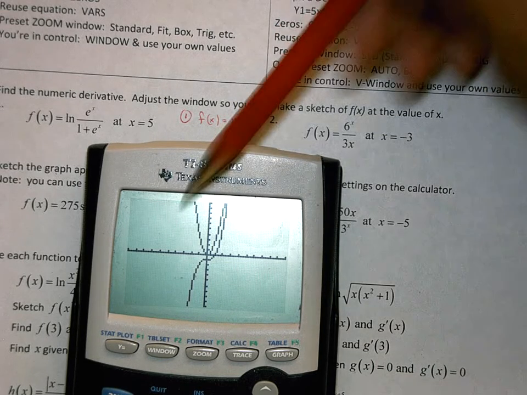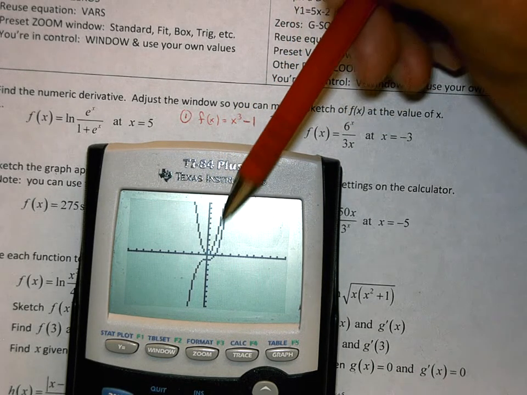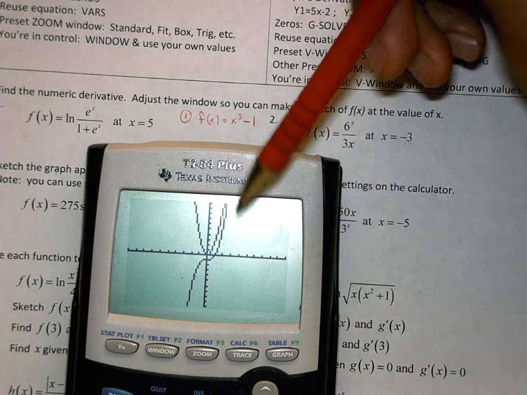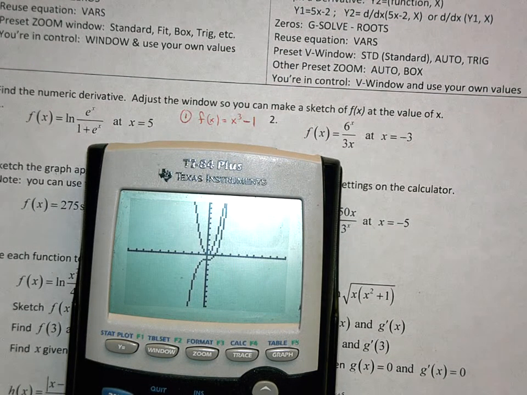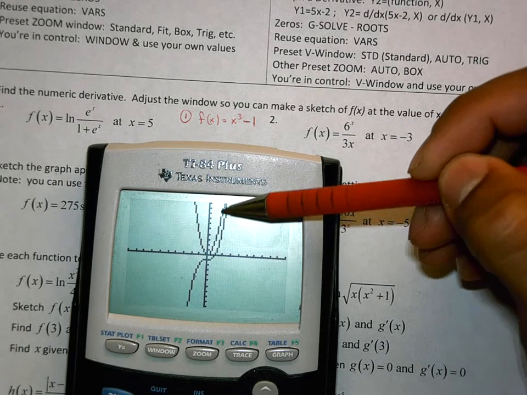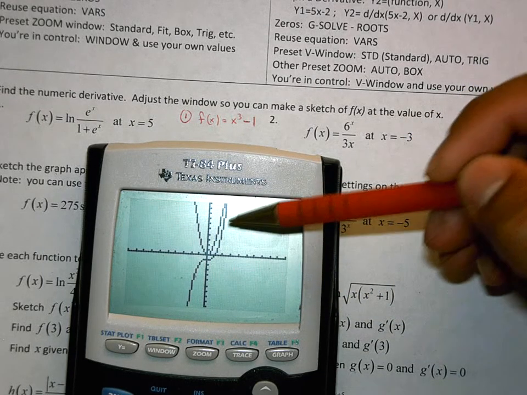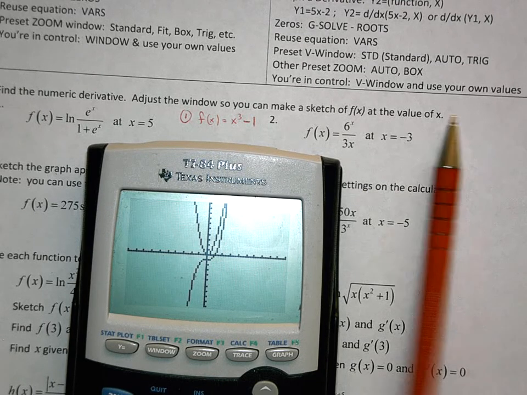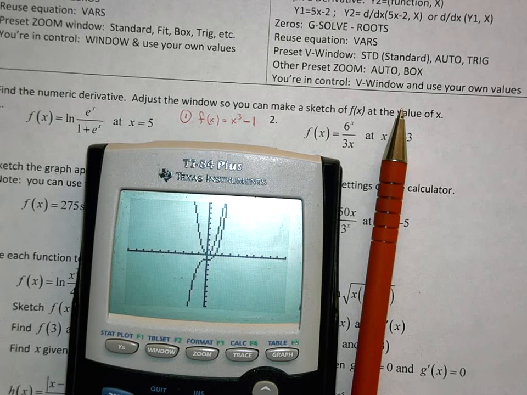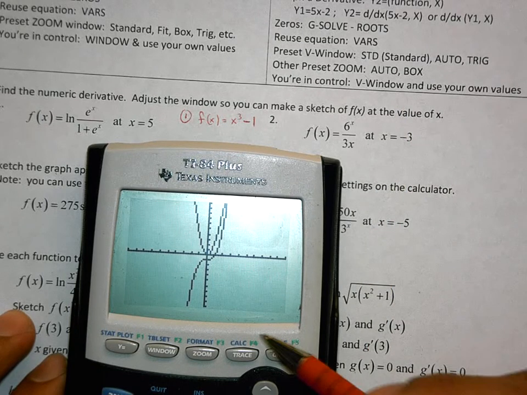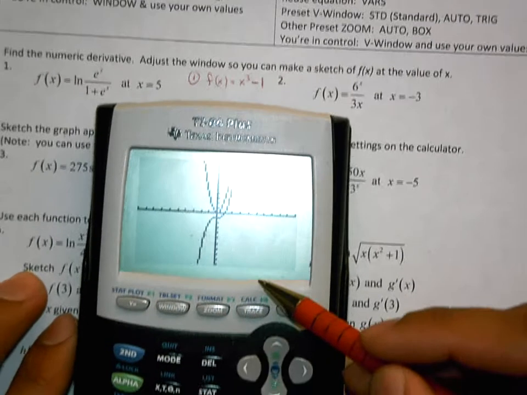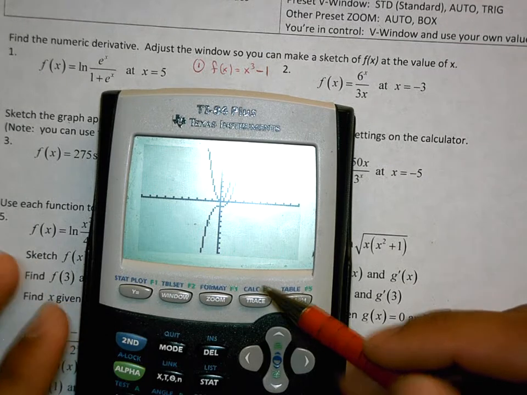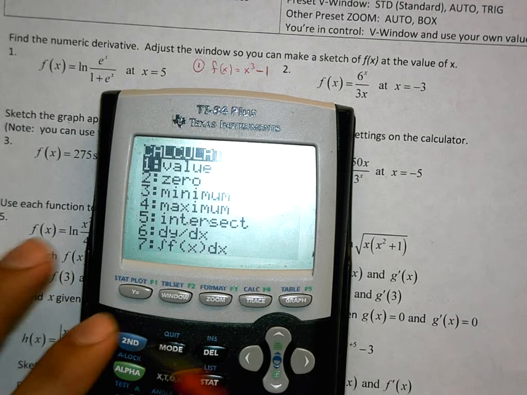3x squared. Does that make a parabola? Yes. So this is graphing the derivative as a function and my equation as well. Does that make sense to you? So there's a couple things I can do here. I'm going to actually calculate a couple things. Second, calculate.